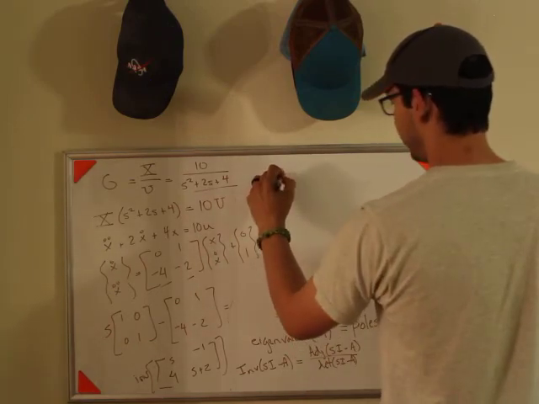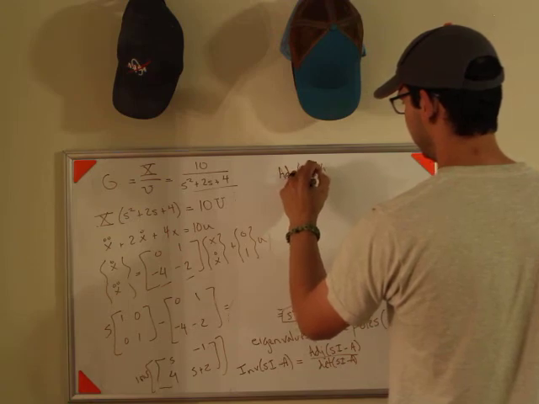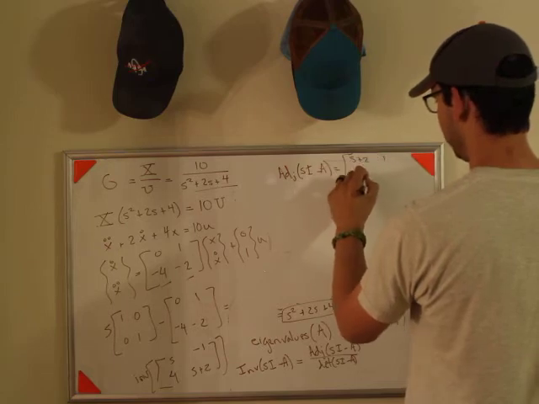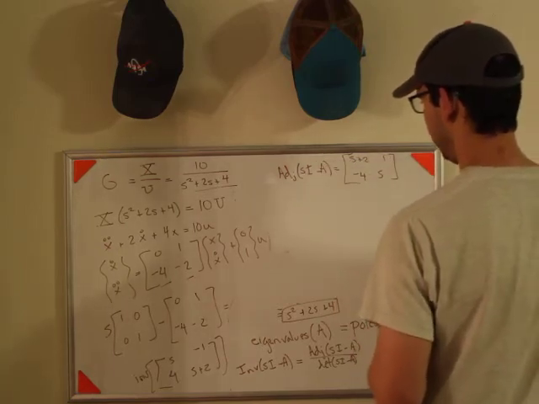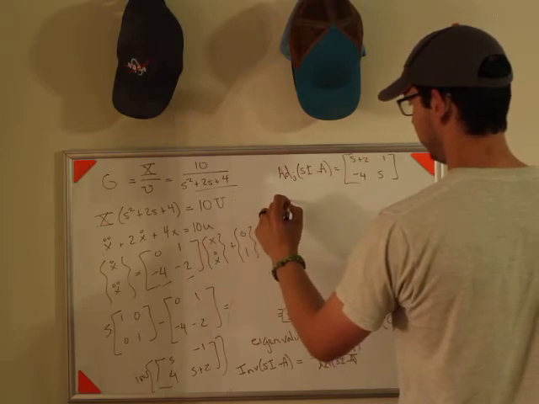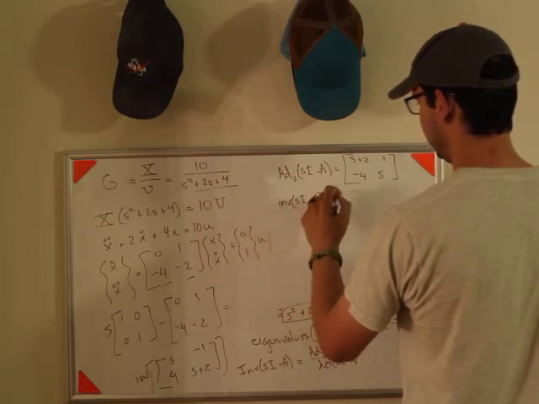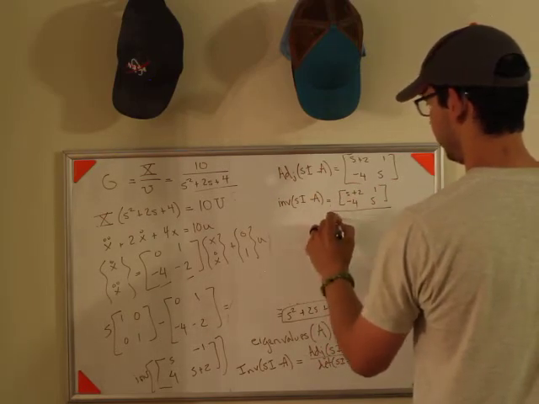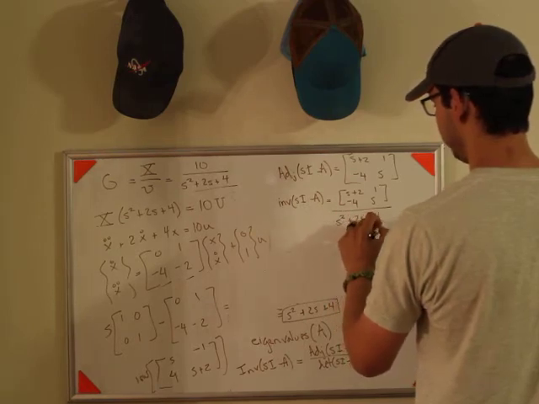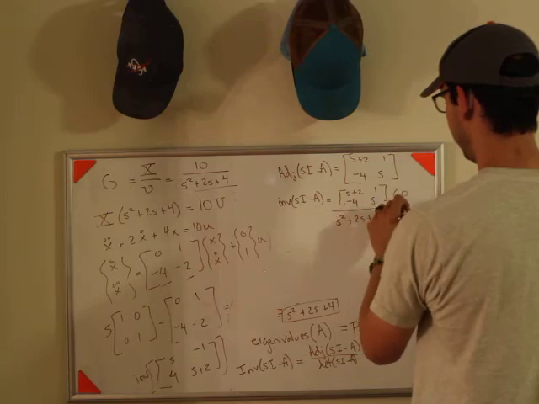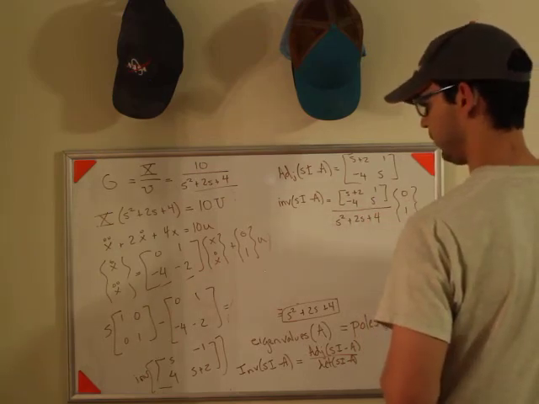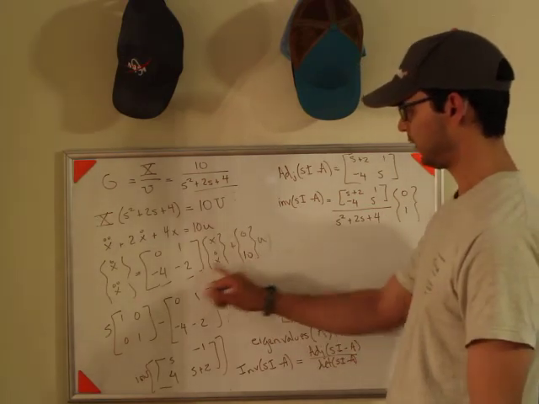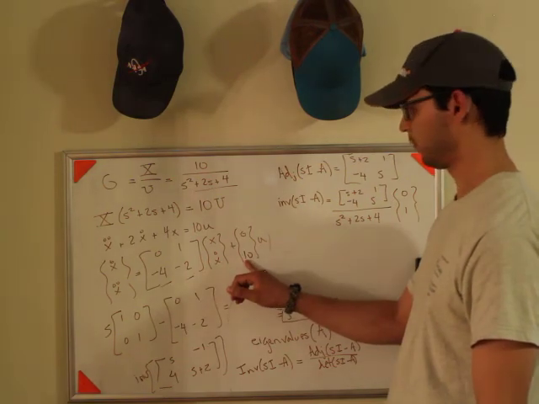Okay, so I want the adjoint matrix. So the adjoint matrix of Si minus A is, you swap these two and you negate the off diagonal. Okay? And then the inverse of Si minus A is the adjoint, so it's S plus 2, 1, negative 4, S, all over the determinant, S squared plus 2S plus 4. And then you multiply this by, I have an error here. This is 10. 10U, that's 10. I'm sorry.